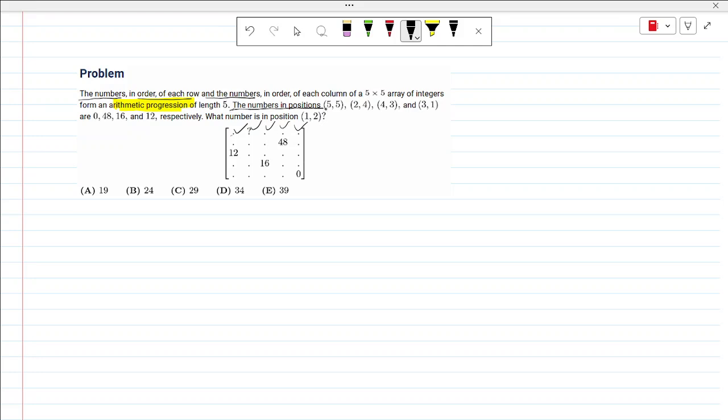The numbers in positions 5 5, 2 4, 4 3, 3 1 are given. So these numbers are given. What number is in position 1 comma 2? So you have to find this number.